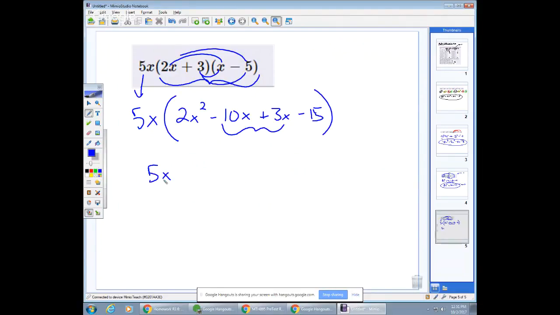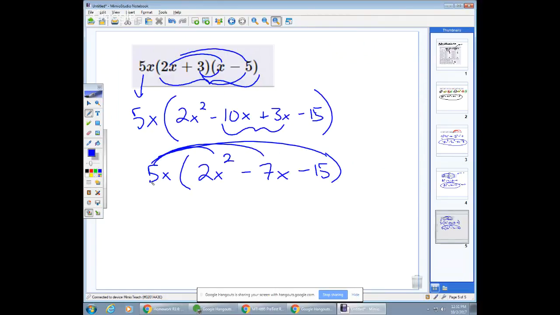So eventually, I'll take that 5x times 2x squared minus 7x minus 15. Now for that last part, distributing the 5x through, 5 times 2 is 10, x times x squared is x cubed, minus 35x squared minus, what's that, 75x. So that would be the final answer.